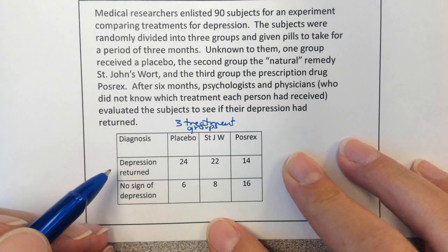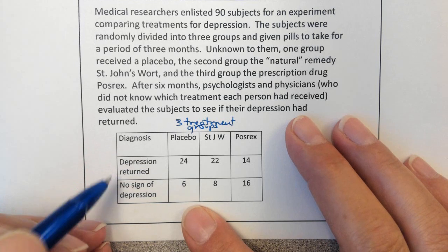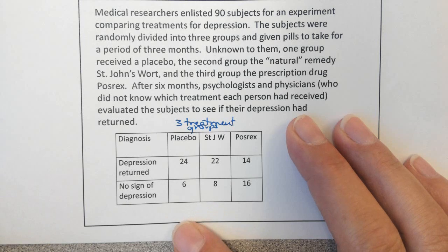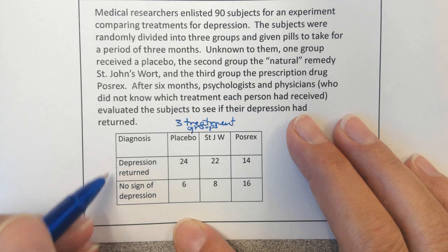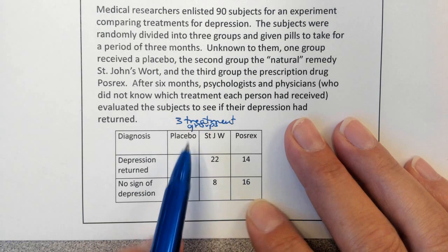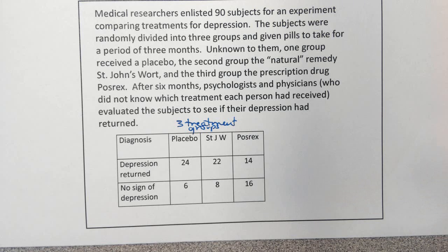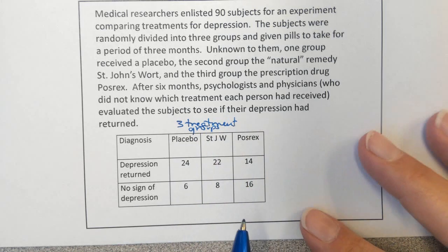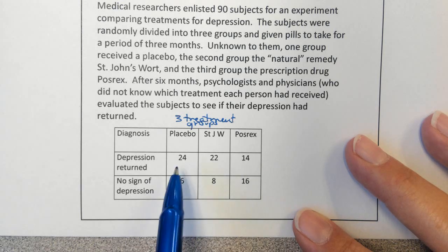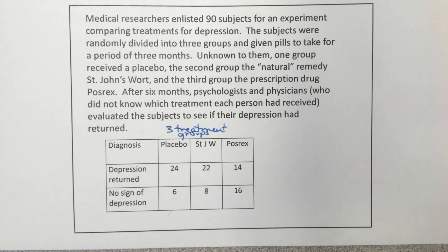And then we have what we really want to evaluate. Did their depression return, or is there no depression after those 3 months? So are they depressed? Are they not depressed? Did the medicine work? Okay, so this is sort of a yes-no categorical variable, depression returned or not. So these are the groups that we're trying to decide if they're the same or not. Do these 3 treatment groups have the same rate of depression returning or depression not returning? We want to see if these 3 groups look similar. So are they the same?